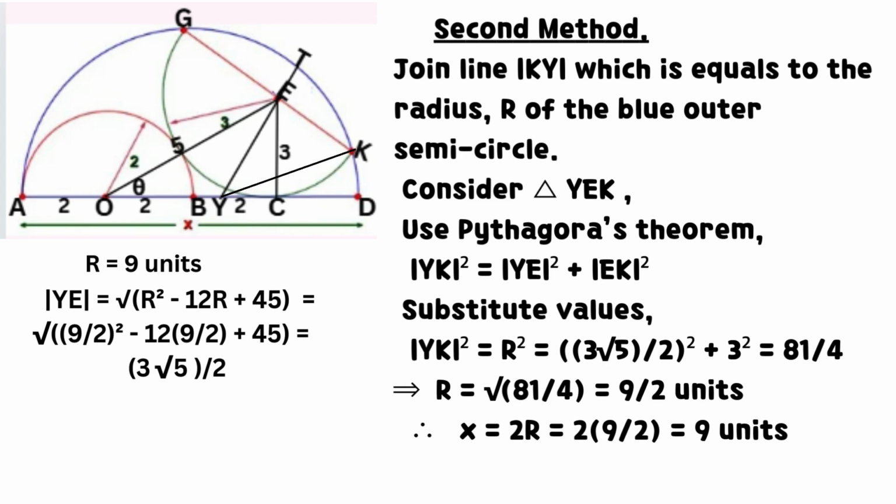This implies that the length x equals 2 times R, which equals 2 times half of 9. The final result equals 9 units. Therefore, x equals 9 units.